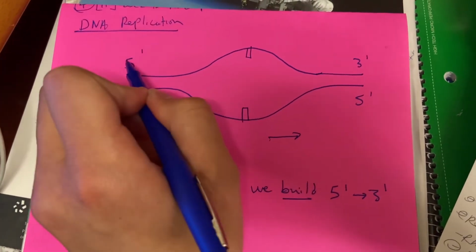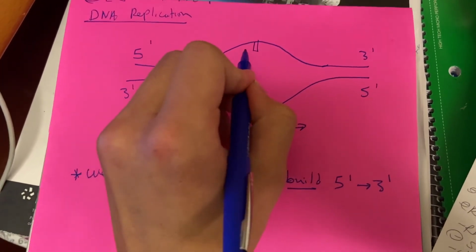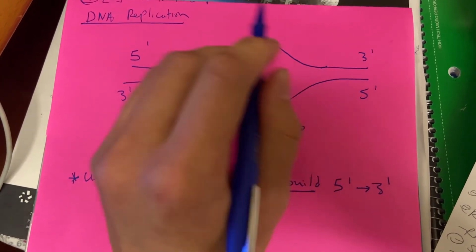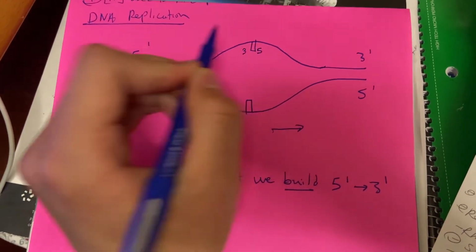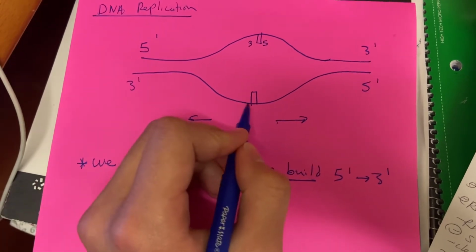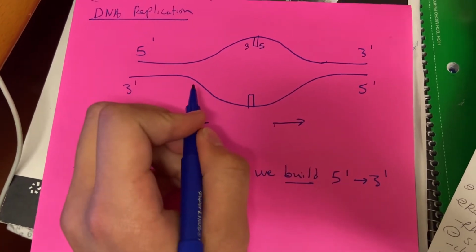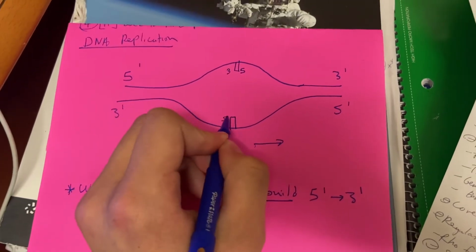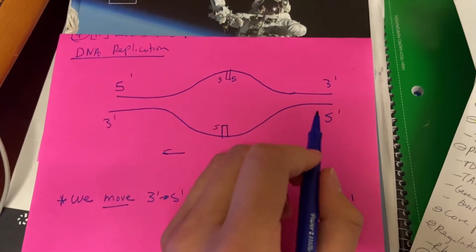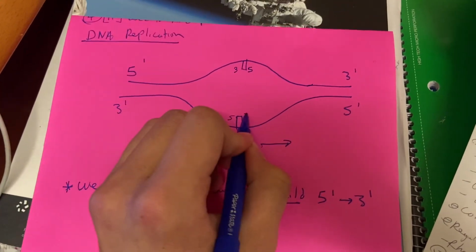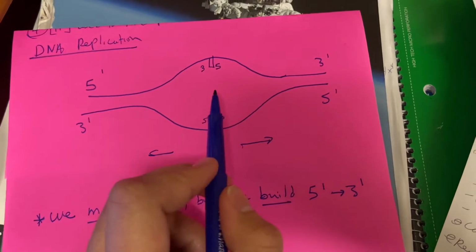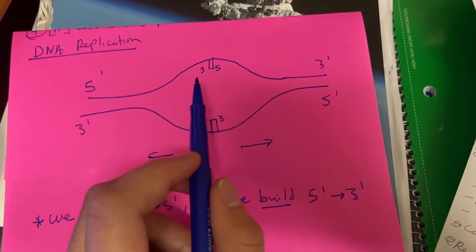So since this end is the 5' end, this end of the primer has to be 3'. And since this end of the template strand is 3', this end has to be 5'. And on the bottom strand, it's the same idea, but opposite. So this is the 3' end, so this has to be 5' on the primer. This end is 5', this end has to be 3' on our primer. So far, so good. So now we have to determine which direction we move.